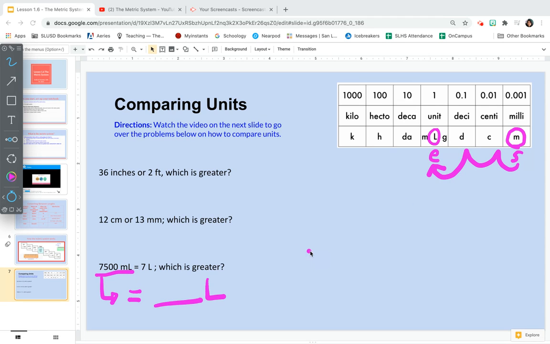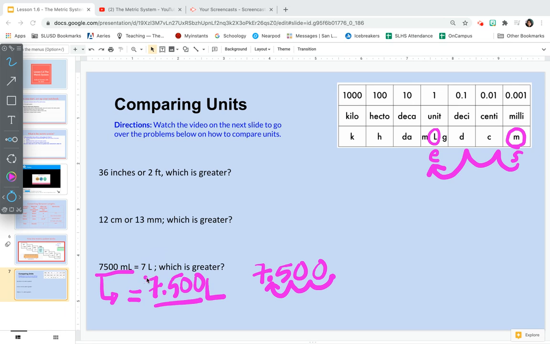So here I have 7,500. My decimal point is always at the end of the number if I don't see it. And remember, we move 1, 2, 3 spaces to the left. So I'm going to do the same thing. 1, 2, 3 spaces to the left. My decimal point is now here. So I get 7.500 liters. So this number, 7,500 milliliters, is the same thing as 7.5 liters.